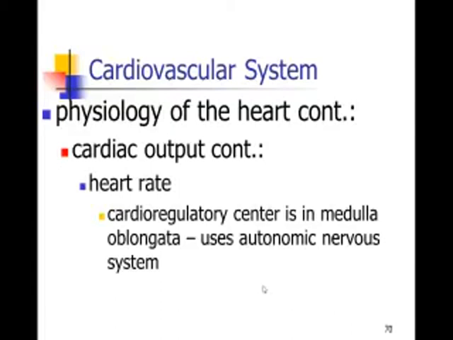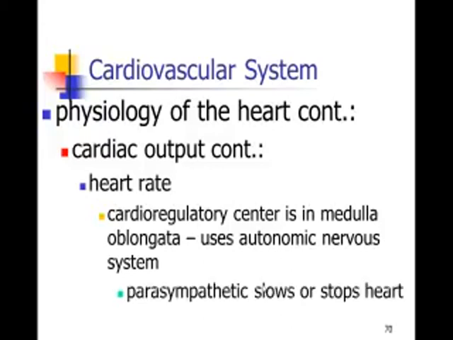Okay, so let's talk a little bit about heart rate. The way we control our heart rate is through the cardioregulatory center. It's in the medulla oblongata at the base of the brain, and it's going to use the autonomic nervous system primarily to control that heart rate.